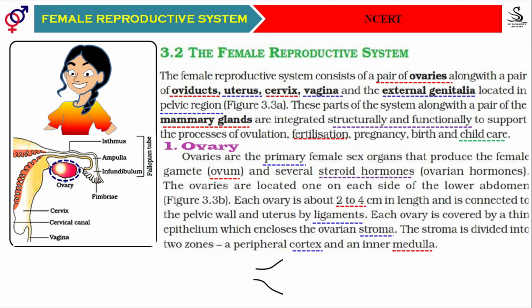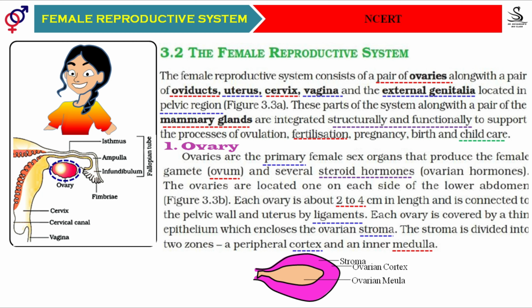Suppose, for example, you take the cross section of the ovary, internally it has the stroma tissue, and the stroma is divided into 2 regions. The outer region of the stroma is called the ovarian cortex and the inner region is called the ovarian medulla. So this is all about the ovary. Very simple information has been given, students. Every day we will understand 1 or 2 paragraphs. I hope you properly understood even these 2 paragraphs from this class.